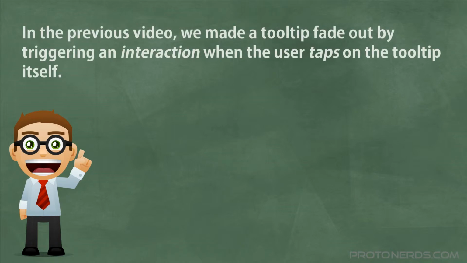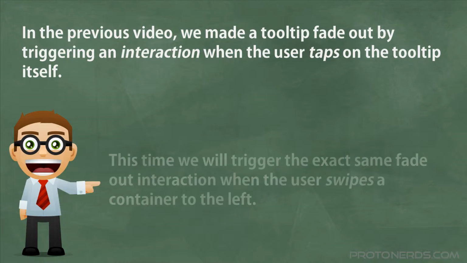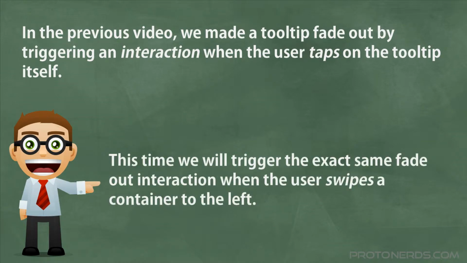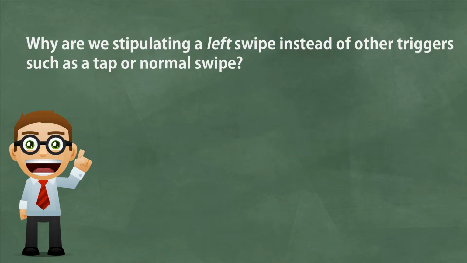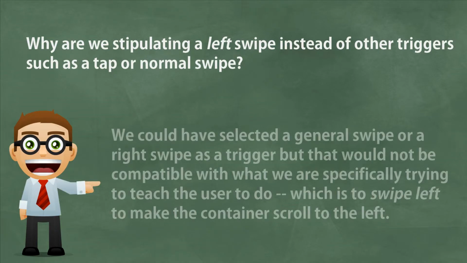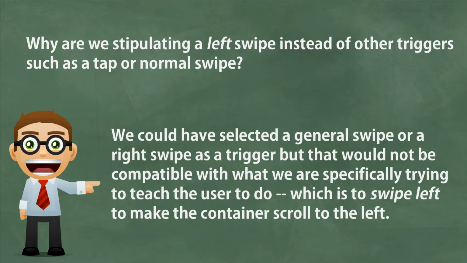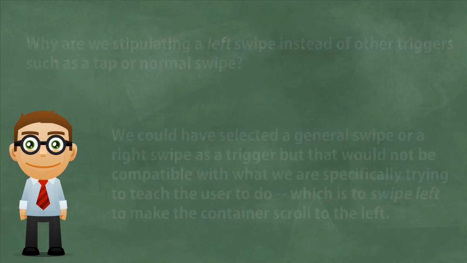In the previous video, we made a tooltip fade out by triggering an interaction when the user taps on the tooltip itself. This time, we'll trigger the exact same fade out interaction when the user swipes a container to the left. Why are we stipulating a left swipe instead of other triggers such as a tap or a normal swipe? We could have selected a general swipe or a right swipe as a trigger, but that would not be compatible with what we are specifically trying to teach the user to do, which is to swipe left to make the container scroll to the left.